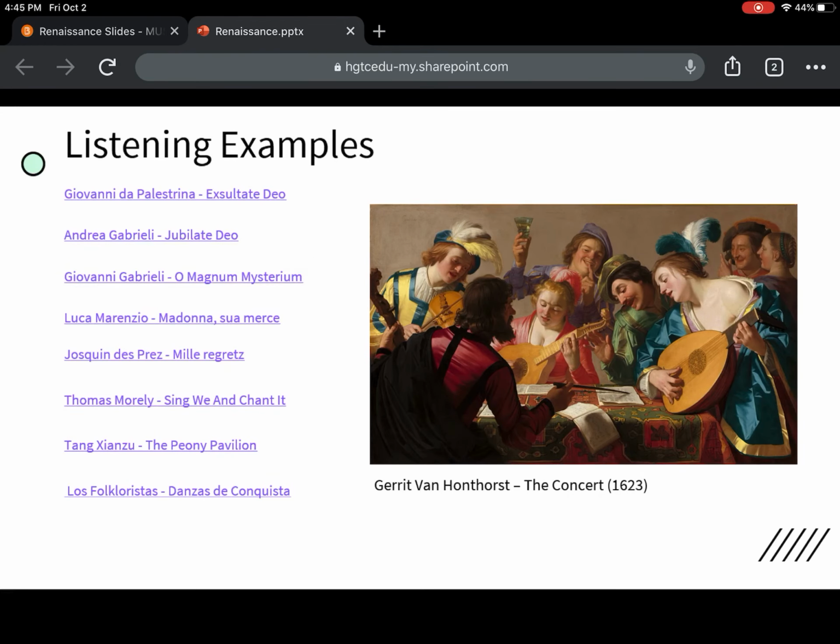So here are our key terms, and I have some listening examples for you. This spans pretty much everything that was happening at the time with the Renaissance in Europe and China and Latin America as well. So I hope you guys enjoy that.